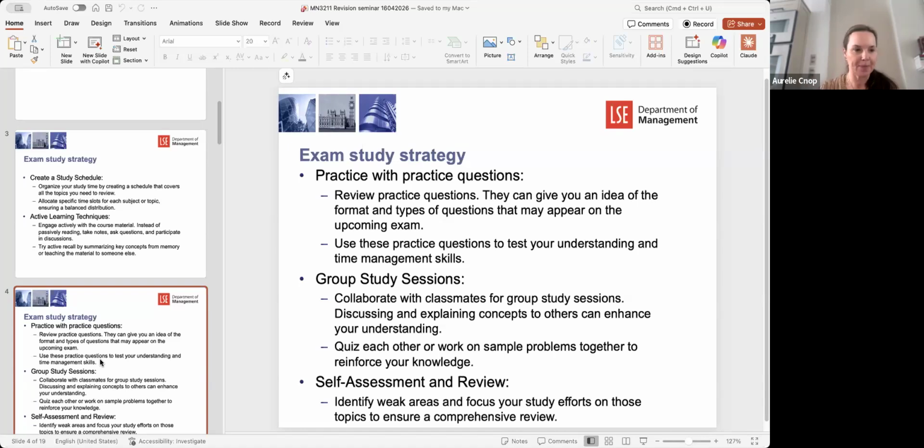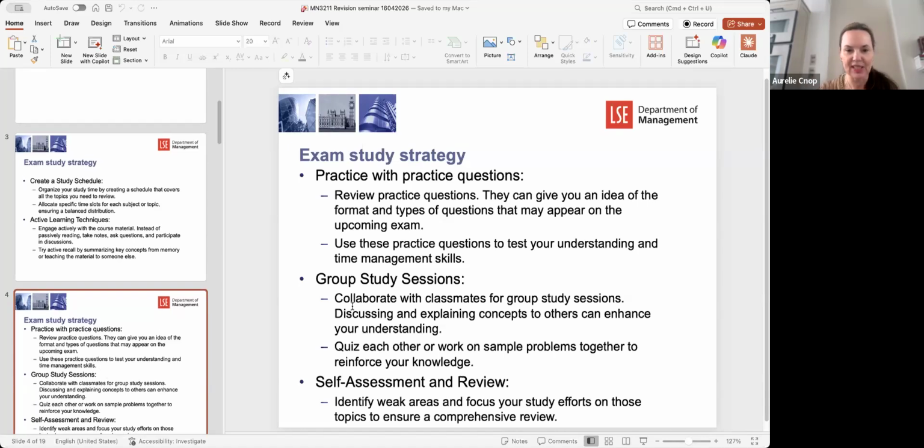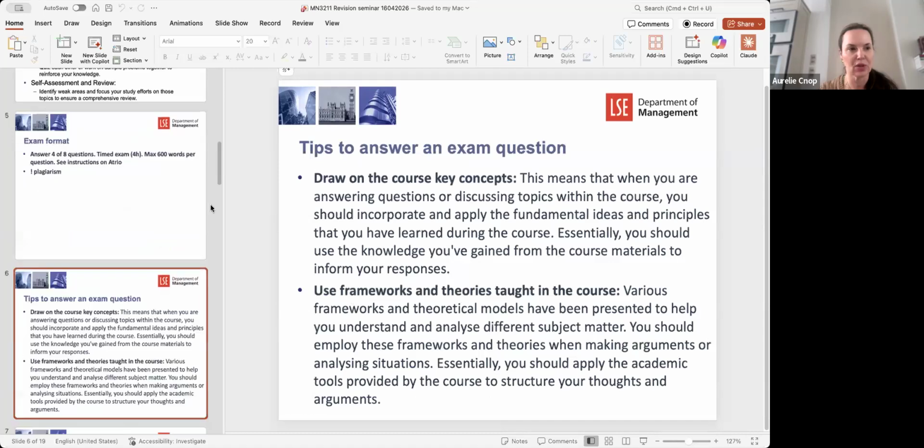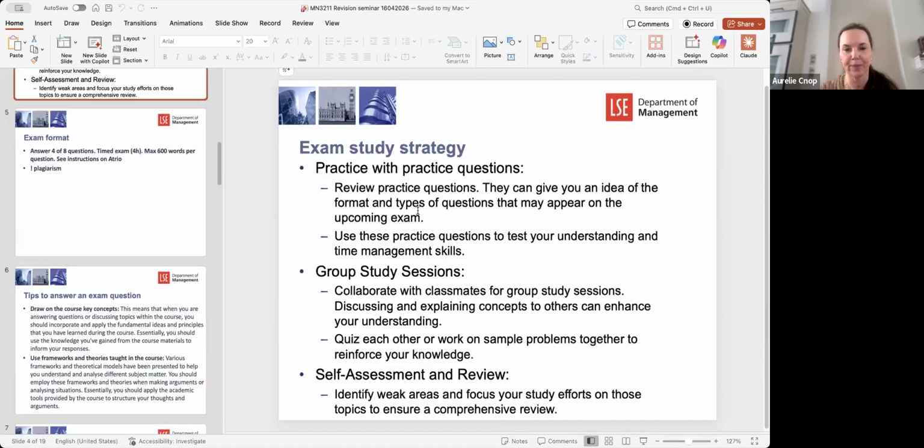All right. Self-assessment and review is quite obvious. You identify where you are maybe less well prepared, focus your study effort on those topics, and ensure that you understand every concept really well.